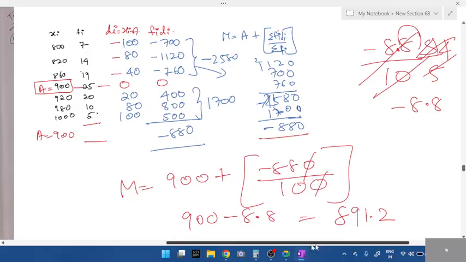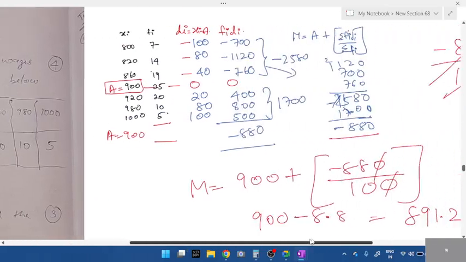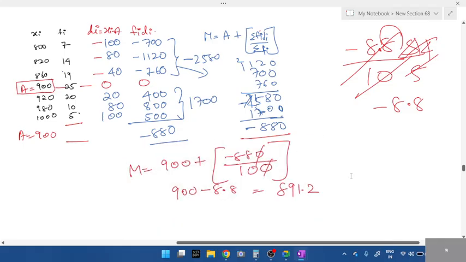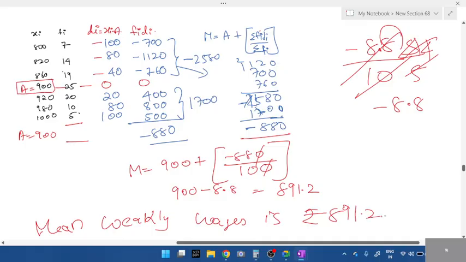891 point 2. And what are they talking about? Weekly wage. Wages meaning is what? Salary, right? It could be in rupees. Wages meaning is salary, money related to an amount or money. Right. Weekly mean. This is the statement you have to write. Mean weekly wages is rupees 891. Fine. Next one, next question.